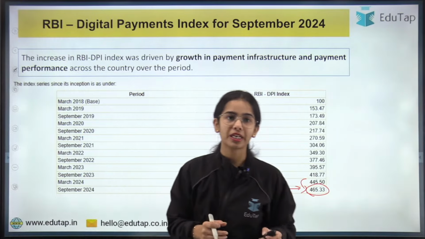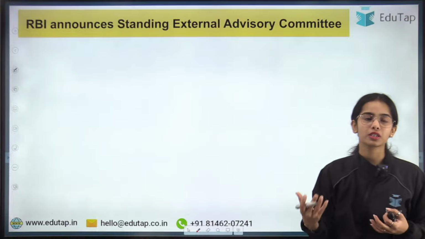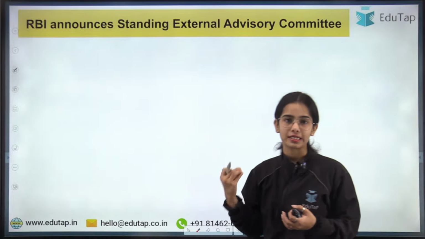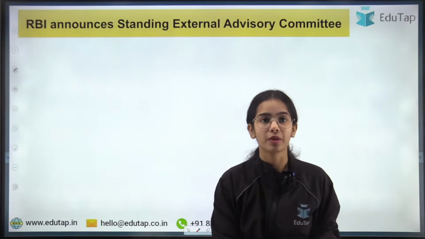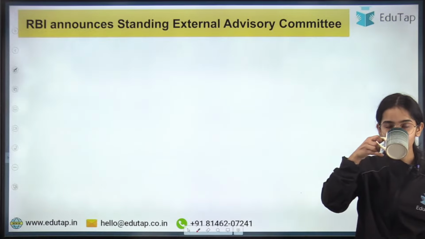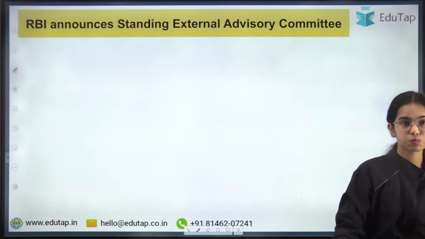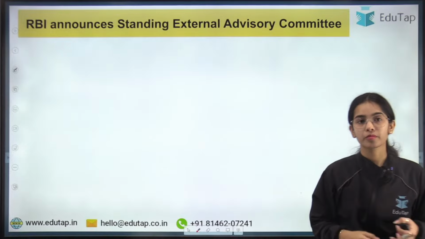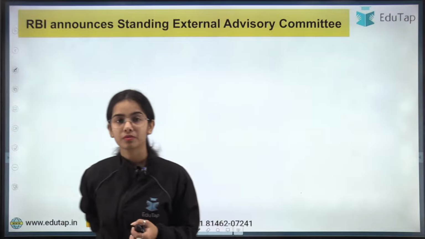Any confusion in the RBI DPI? Now we will move forward with the Standing External Advisory Committee. Any confusion in RBI DPI? Clear?